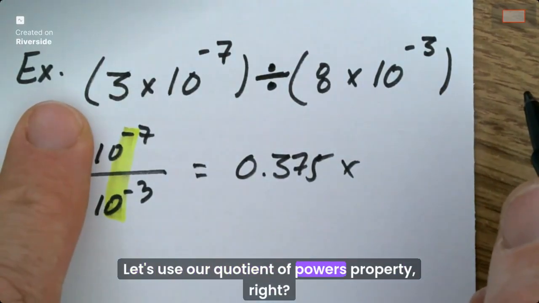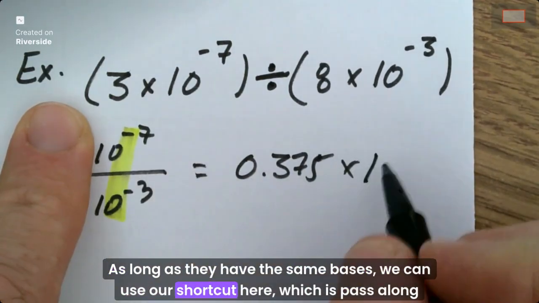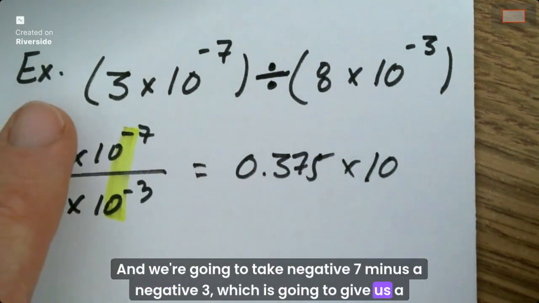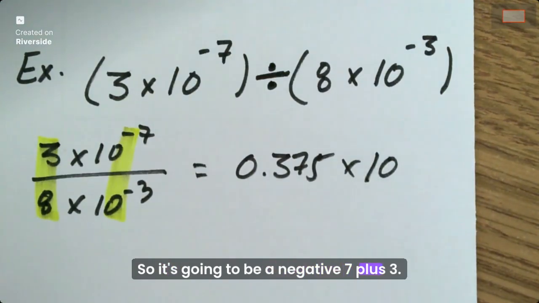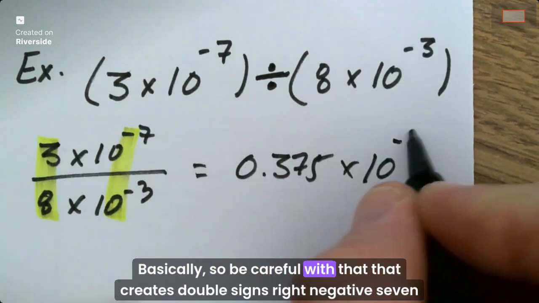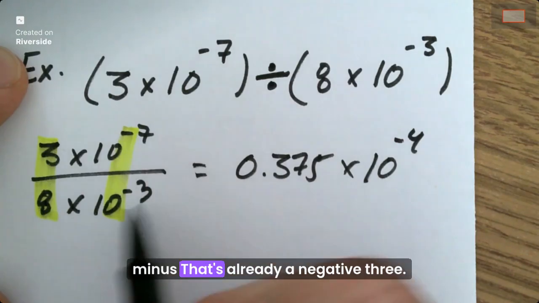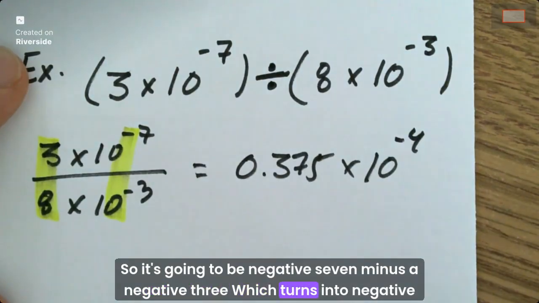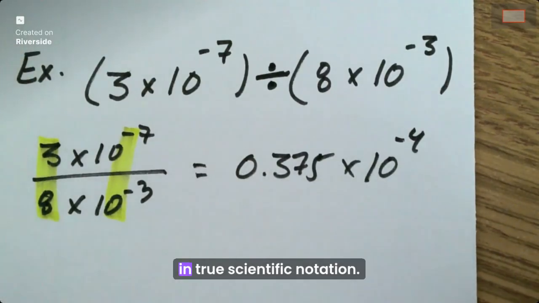Let's use our quotient of powers property. A power divided by a power, as long as they have the same bases, we can use our shortcut here, which is pass along our common base. And we're going to take negative 7 minus a negative 3, which gives us a minus turning into a plus. So be careful with that. That creates double signs. It's going to be negative 7 minus a negative 3, which turns into negative 7 plus 3, which gives us a negative 4. And that's a good answer. It's just not in true scientific notation.